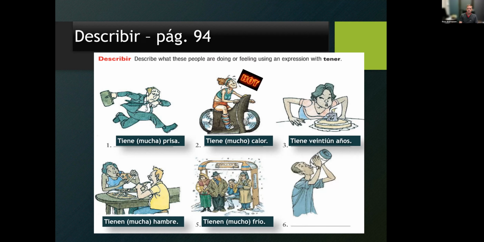Okay. So again, just a different way of getting your brain to recognize what's going on. Hopefully you were able to figure out the subject pronouns, right? We have single, single, singular, single. We have on the bottom row 4 and 5, we have 2, so we use the ellos form, right? And then the different expressions: in a hurry, hot, age, hunger, cold, and thirst.